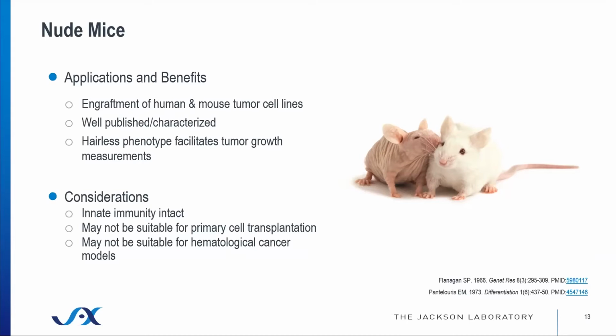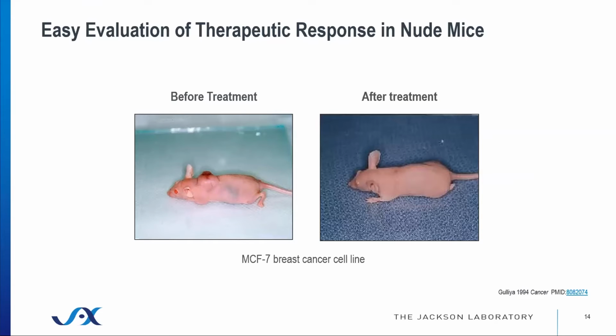As we discussed in the previous slide, nude mice still have an intact innate immune system. This means that nude mice can only engraft cell lines and not primary patient tissues like PDX or hematopoietic cancer models. An example of the use of nude mice by Golia in 1994.